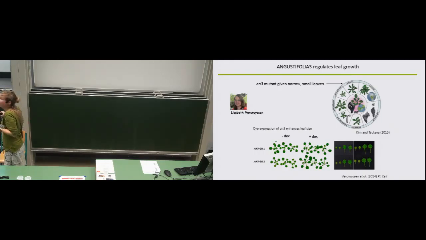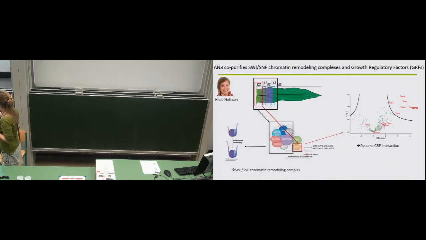And so we wondered what AN3 actually does, and therefore we turned to corn, because corn is a lot bigger, and in corn leaves you have a linear system of dividing cells, followed by expanding cells, and then finally mature cells. And you can just simply dissect little centimeter pieces to have only one type of cell. And what we saw here is that there is a stable complex, like a core complex, that we always find back in both zones. And this is a SWI/SNF chromatin remodeling complex. It's a very well-known complex from animals as well.